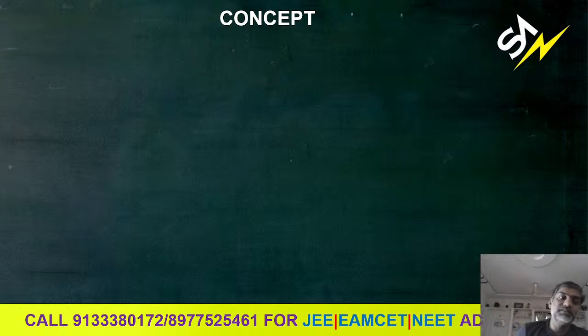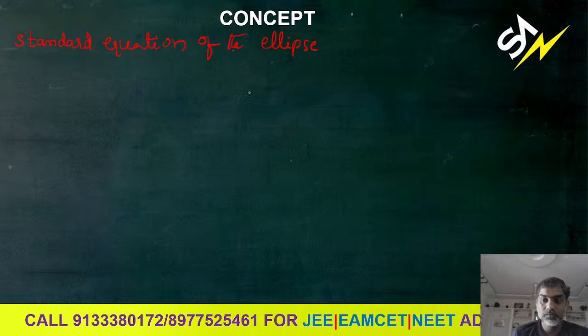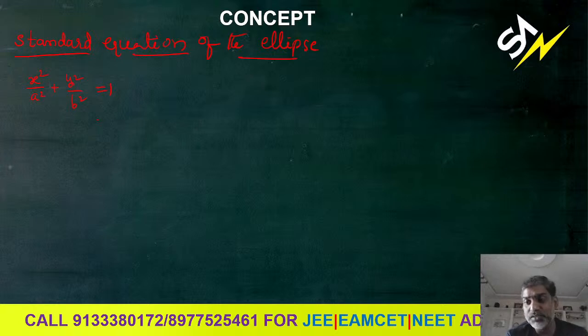Let us look into what is the standard equation of the ellipse. The standard equation of the ellipse is x square over a square plus y square over b square is equal to 1. This is called the standard equation of the ellipse, right?